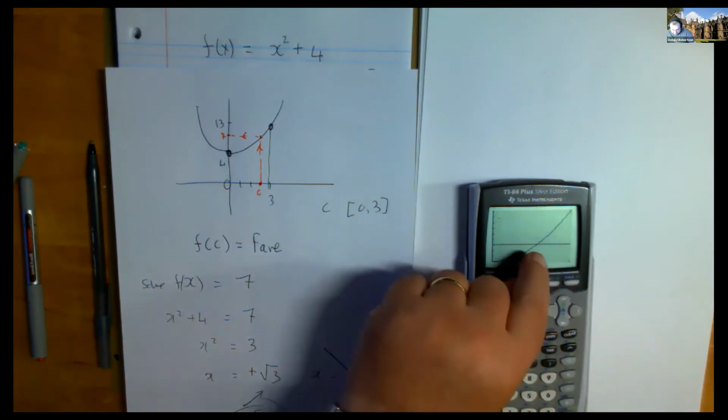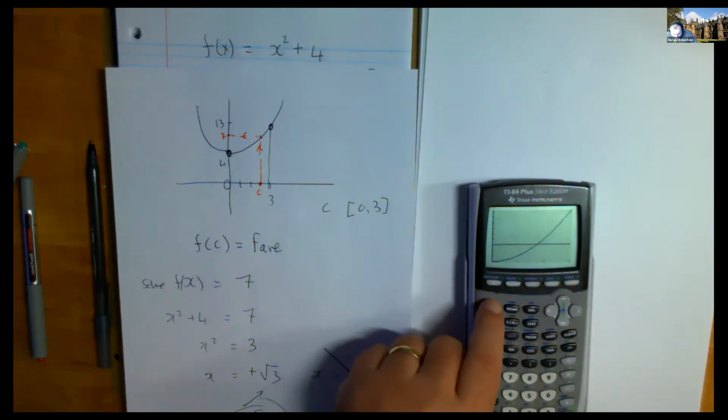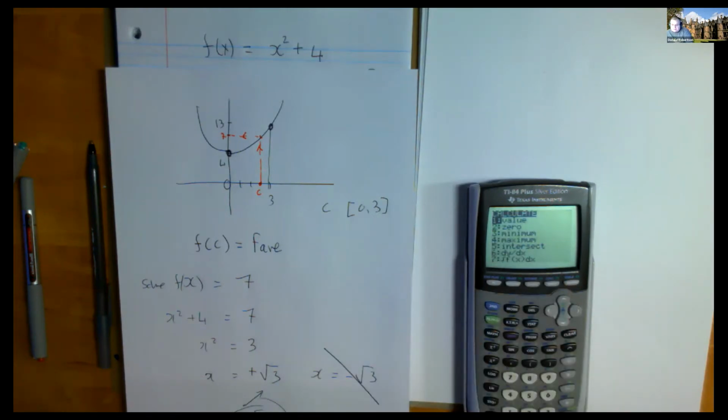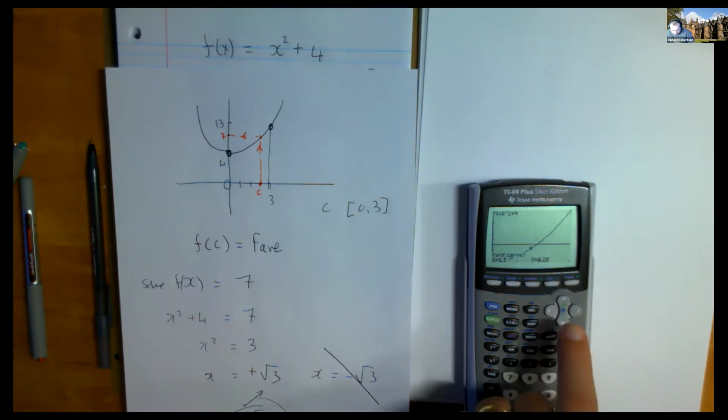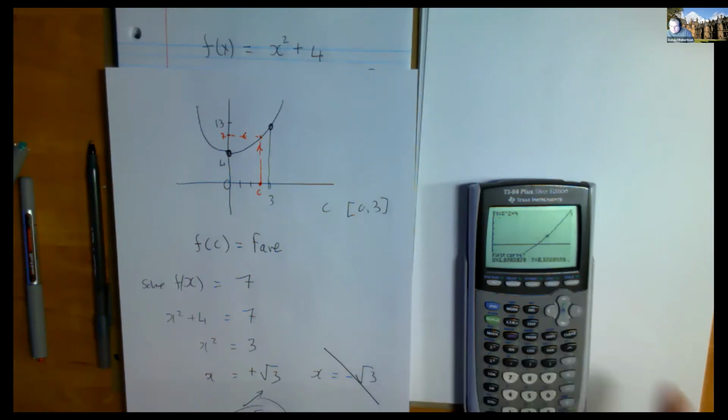Now you can see that point there is the one we're trying to find, right? So if you do second calc, does anybody remember which one of those choices is going to get me the place where the line and the curve meet? Intersect. Yeah, number 5, intersect. And it says, if you can read that, it's quite small, but it says first curve. So if I move this little cursor, you see it's on the first curve. So just press enter. And then it automatically jumps to the second one.